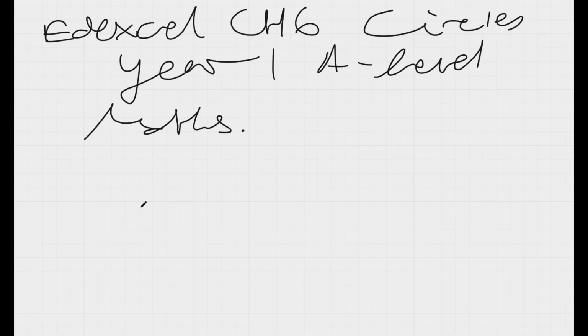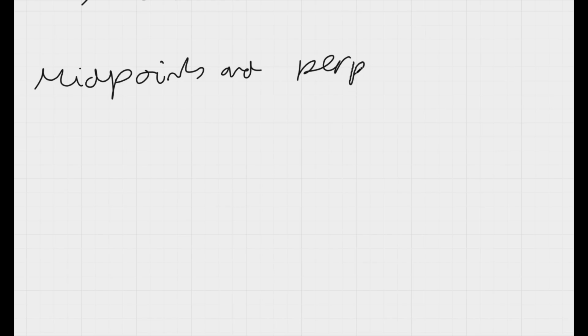Now, let's get straight on. First thing you need to know is midpoints and perpendicular bisectors. Now, what do I mean by this? What do I mean by these?